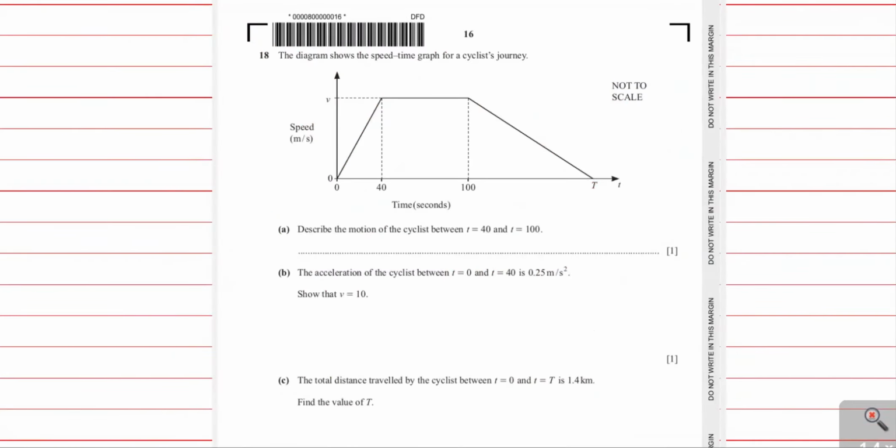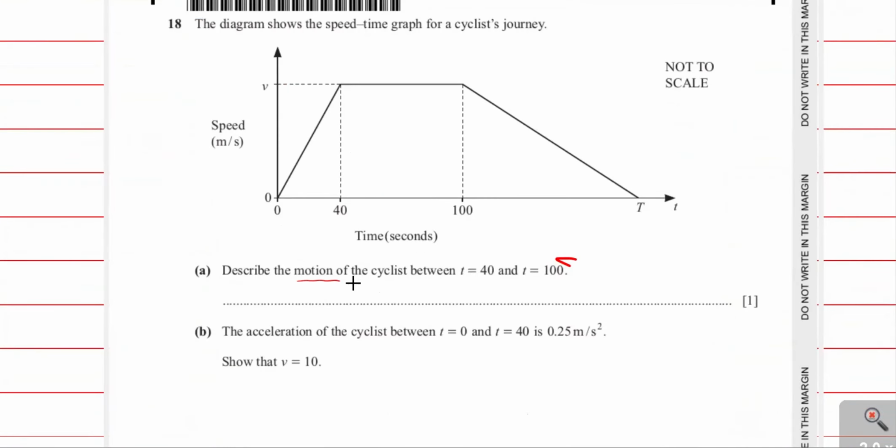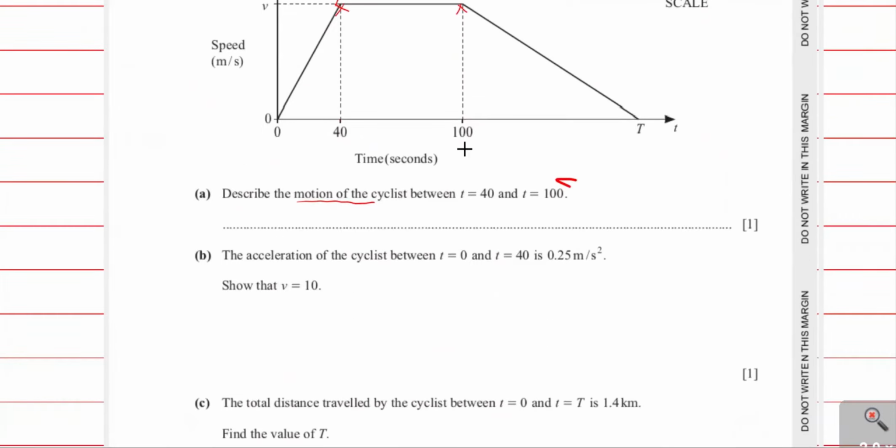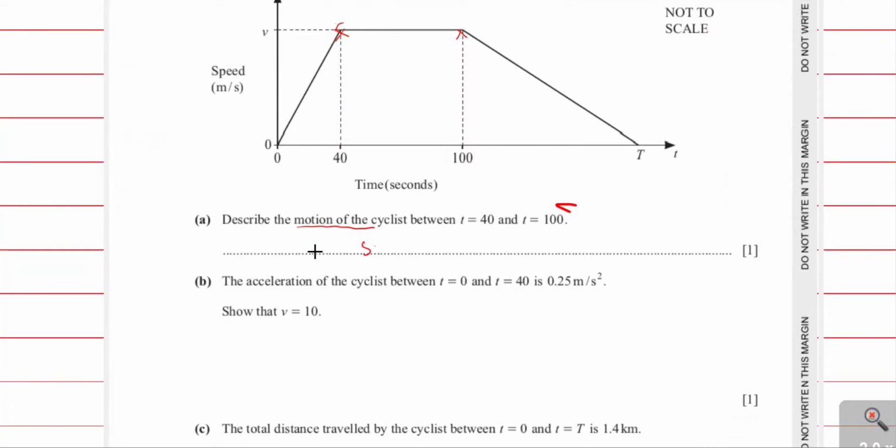The diagram shows the speed-time graph for a cyclist's journey. Describe the motion of the cyclist between t = 40 to t = 100. Look here, motion between 40 seconds to 100 seconds, the speed of the cyclist is constant. And this straight line parallel to the time axis shows that the speed is constant. We write constant speed.